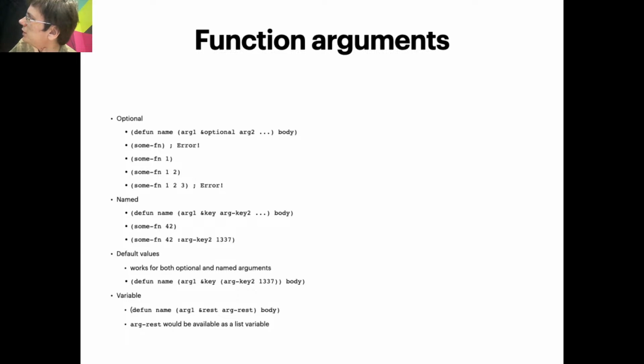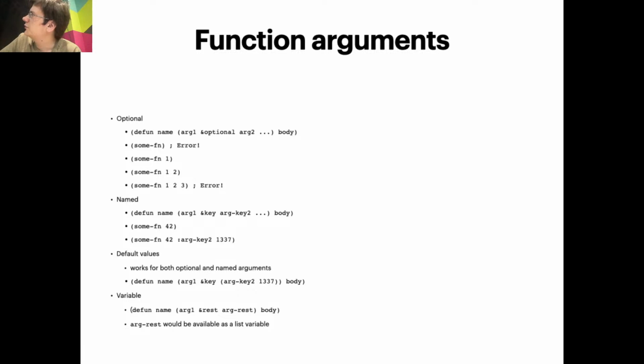Then we have the named arguments, so they go after the special symbol ampersand key. So in this case, when we call such a function with named arguments, we need to specify the actual argument preceded by its name symbol. So it's a keyword symbol that starts with a colon. So in this case, it's our key2, and then after that goes the actual value.